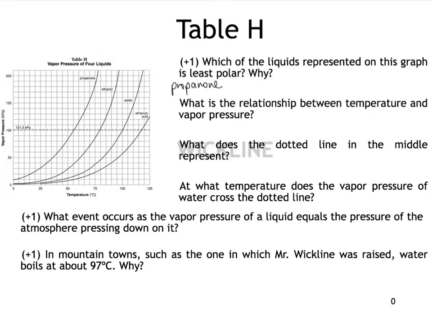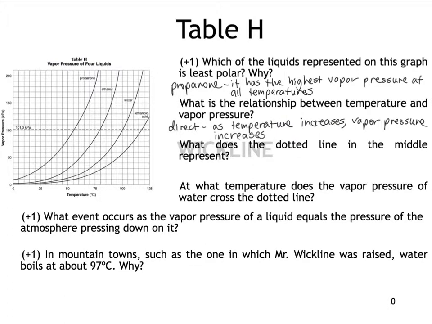For instance, if you go to 25 Celsius, the highest vapor pressure is propanone. If you go to 50 Celsius, the highest vapor pressure is propanone. If you go to 75 Celsius, the highest vapor pressure is propanone. So that's how I know the least polar gas is propanone. But in general, and this is true for all of the gases you see here, propanone, ethanol, water, and ethanoic acid, the relationship between temperature and vapor pressure is direct. As the temperature increases, the vapor pressures increase.